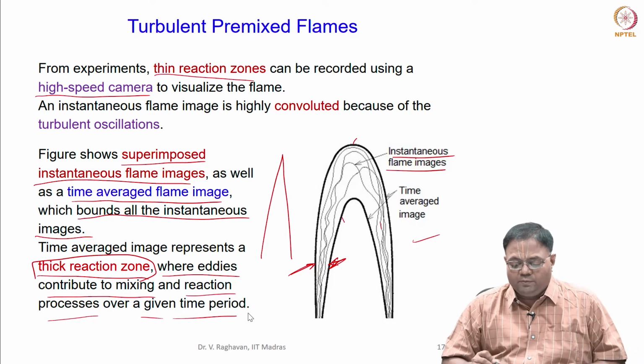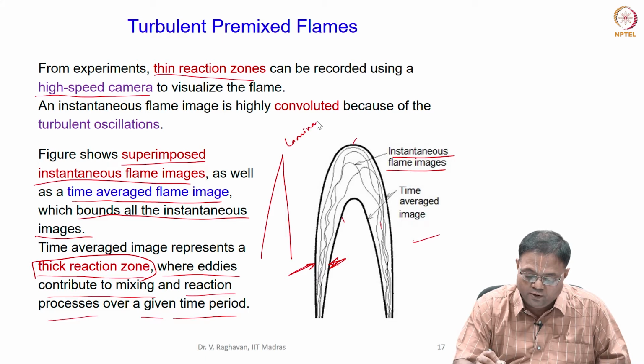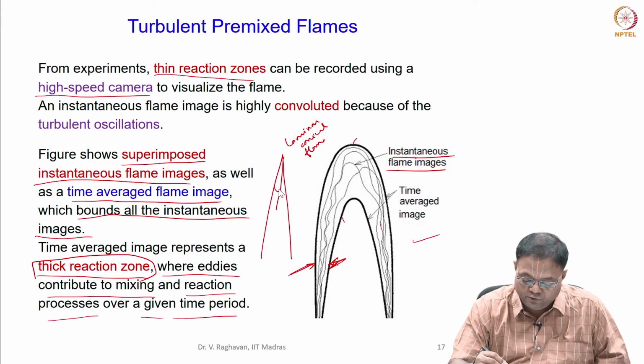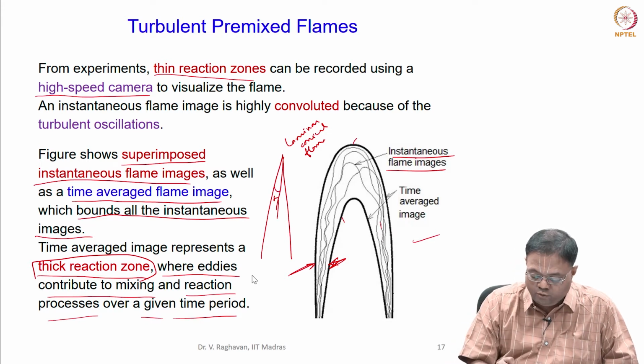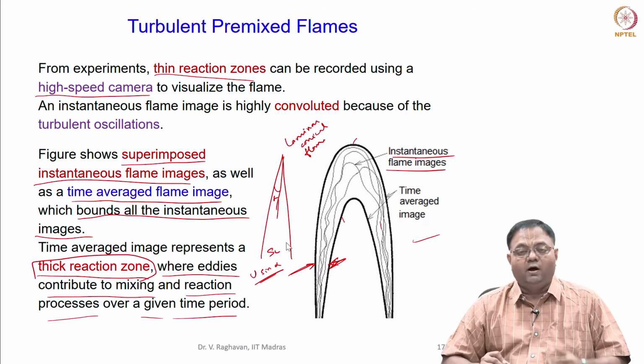So now what happens? This is the laminar flame, the laminar conical flame. There is a particular flame velocity for this. Say the half angle is alpha, then I know u into sin alpha will give SL. So SL can be found. That is the laminar flame speed.